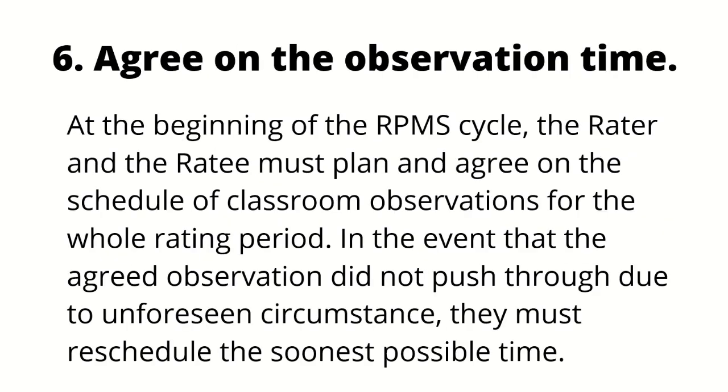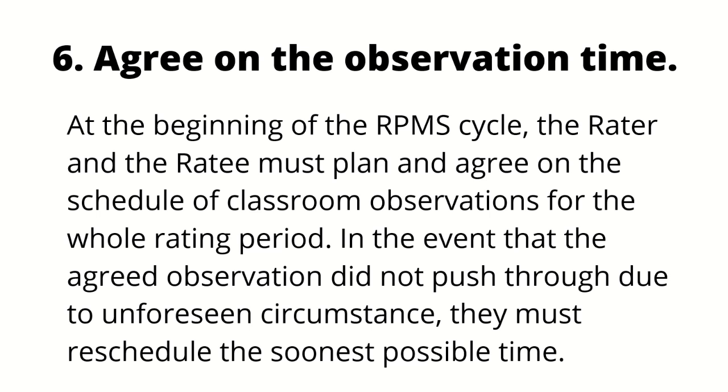Number 6, agree on the observation time. This is a very important update because before, it had not been clearly stated. But in the recent updates, it has been emphasized that at the beginning of the RPMS cycle, the rater and the ratee must plan and agree on the schedule of the classroom observations for the whole rating period. We all know that we need to be observed 4 times a year, with an exemption this year, where we are given the leeway of 3 observations only.